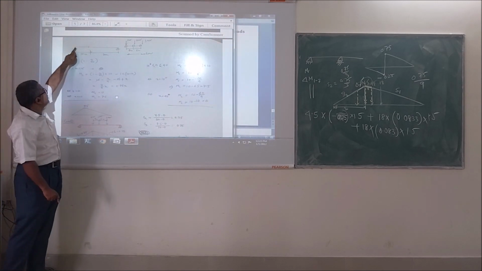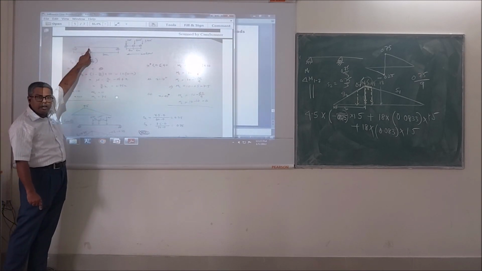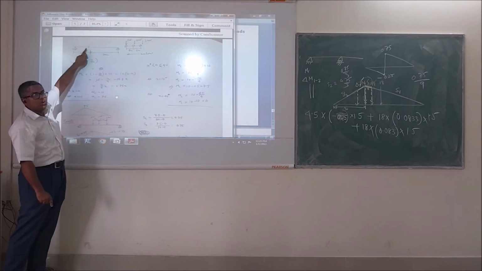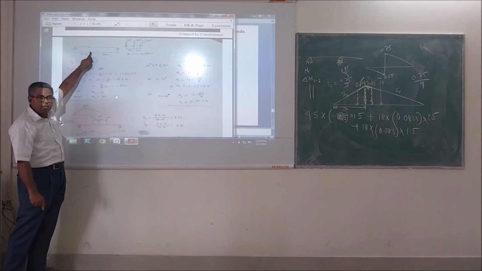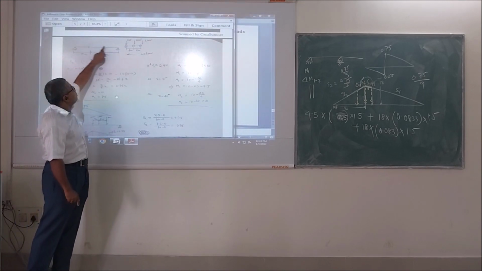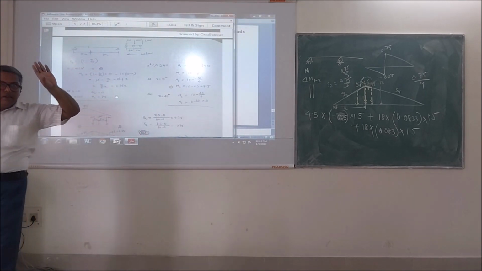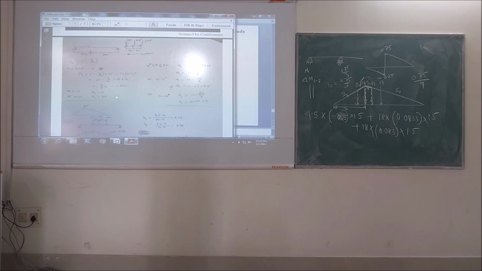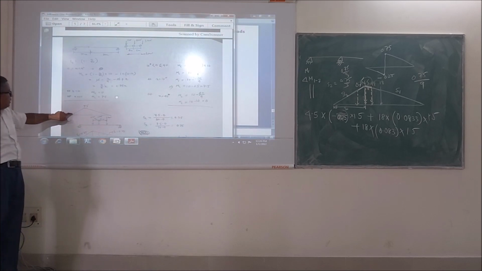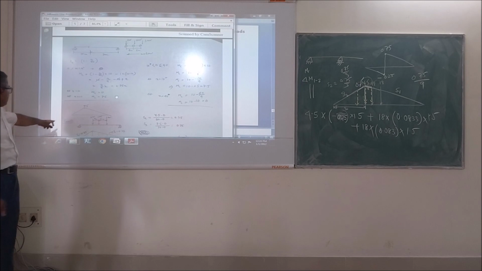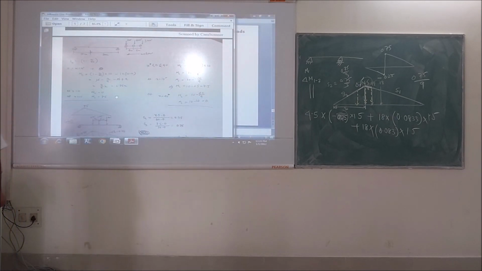For this portion to this portion, I will take it. From 0 to 10 meter length, I will get one bending moment influence line equation. From 10 to 30 meter, one influence line equation. With these two equations, I get this kind of diagram.